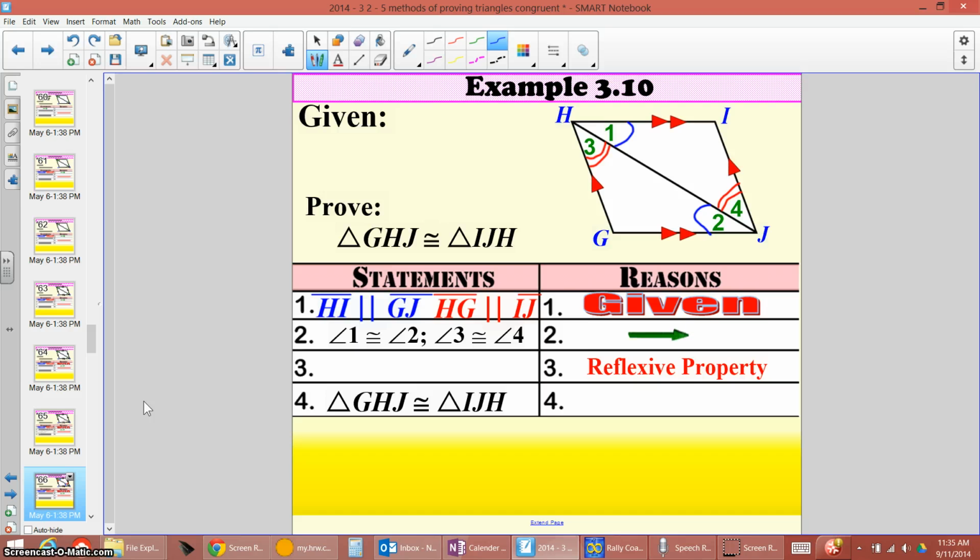Put it on there. Now, why would 1 and 2 be equal? Looks like they're inside the parallels and alternate sides. So I would say alternate interior angles. Does that also work for 3 and 4? Yes, it does. Just a different set of parallels.